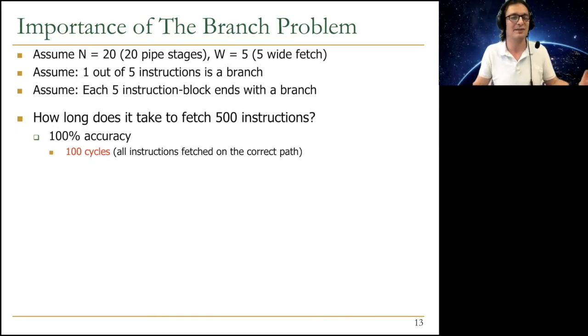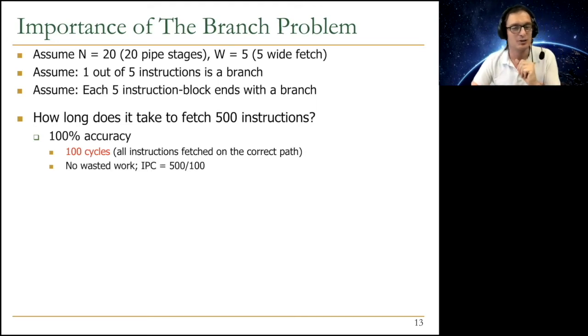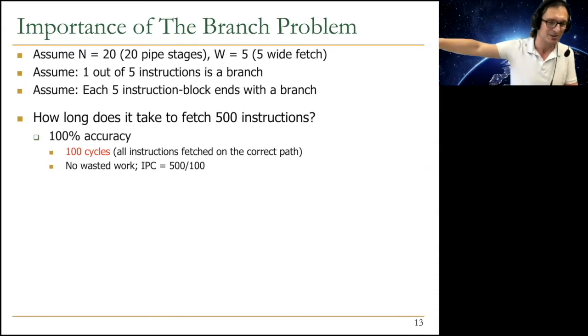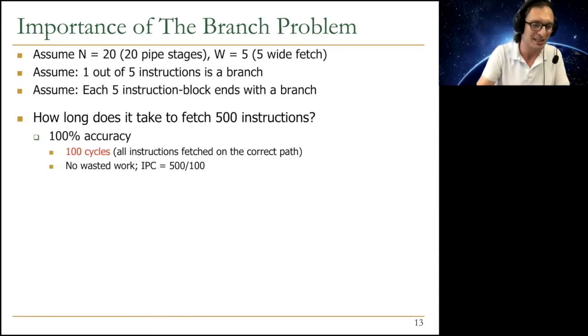I have 5 instructions per cycle. Branches don't impose any penalty because I'm 100% accurate. And I'm fetching 5 instructions per cycle. So I have 500 divided by 5, 100 cycles. So there's no wasted work. IPC is perfectly 5, assuming no data dependencies, of course. I'm assuming that also. That was not written over here. So this is great.